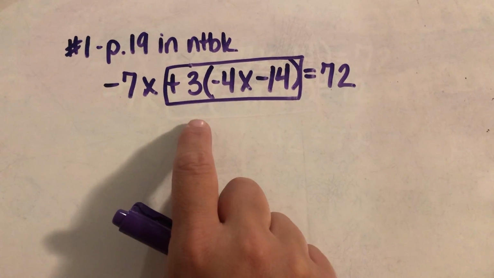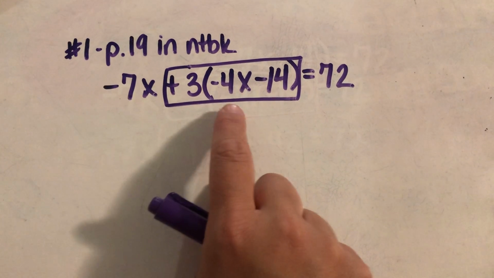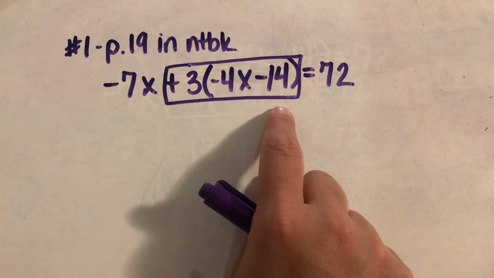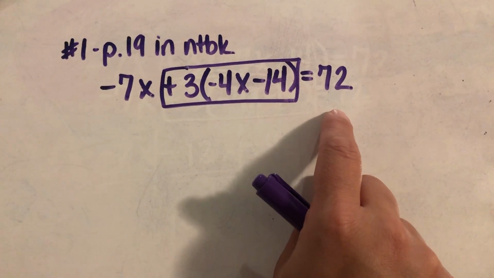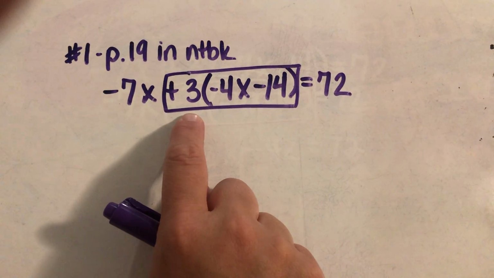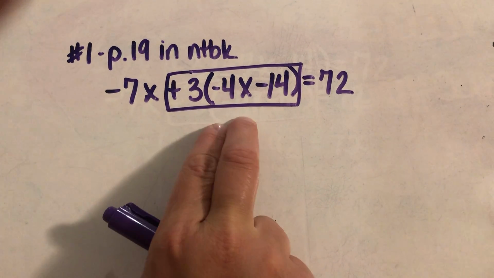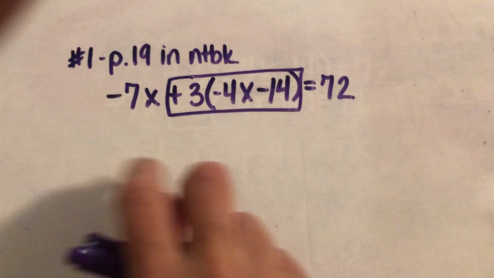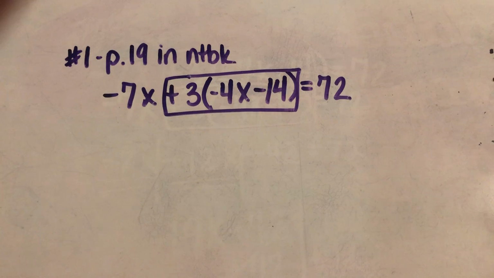So here I have negative 7x plus 3 times the quantity negative 4x minus 14 equals 72. We have the distributive property here in the middle. Don't forget, you can tell that by the number stuck to this group of parentheses here. I put a box around it to show this is what I need to do first.